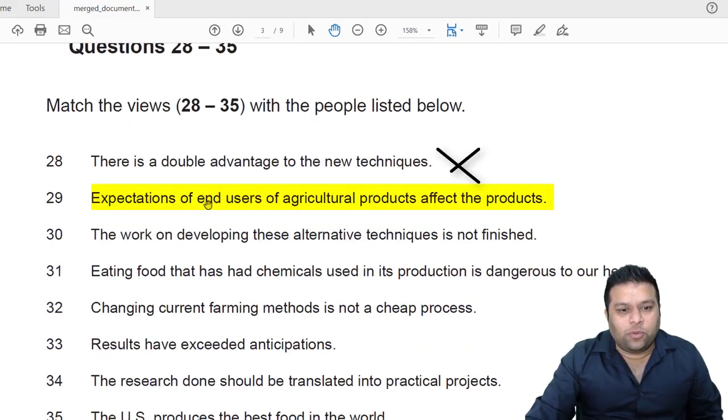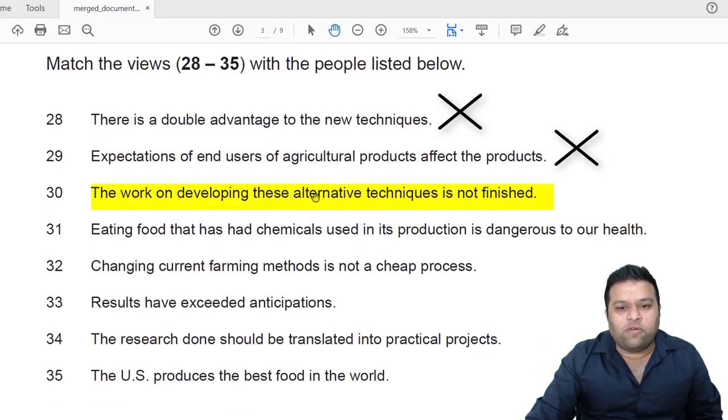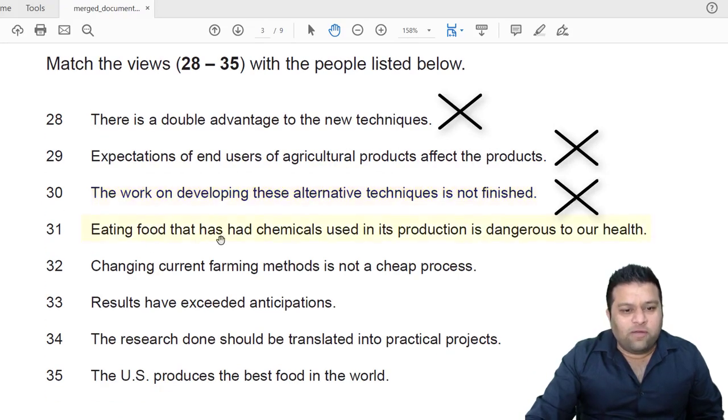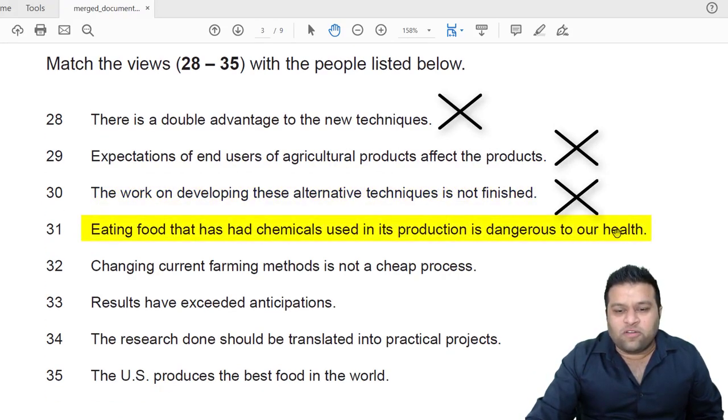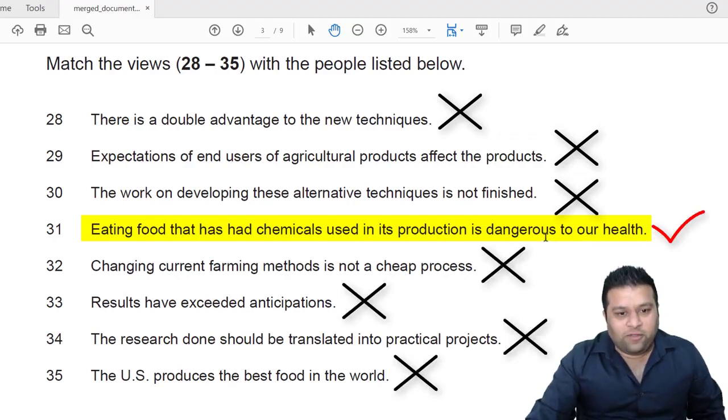Let's see which statement matches with this one. There's double advantage, new expectation of end user, no. Work on developing alternative techniques, no. Eating food that has had chemicals used in production is dangerous, can be. Eating food that has chemical used in production is dangerous to our health, right? Is that what they are saying? That's exactly what they are saying. So what's the answer for this one? Bill Bowler, BB.